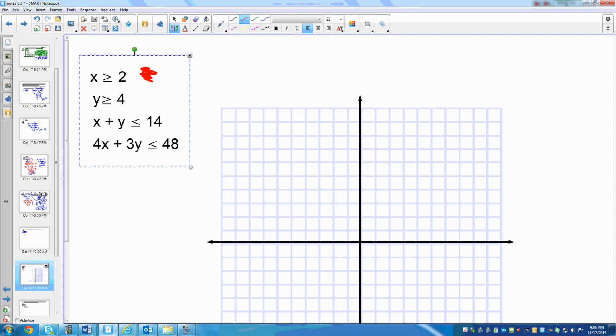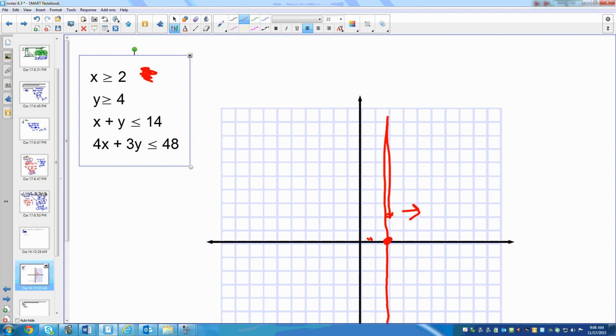So x is greater than or equal to 2. Where's x equal to 2? Right here. And so I draw a solid line because it's also equal to, and it says greater, right? So my little arrow will go this way.